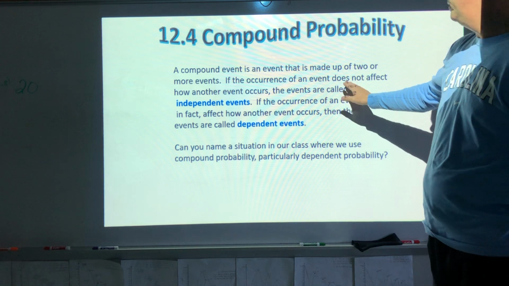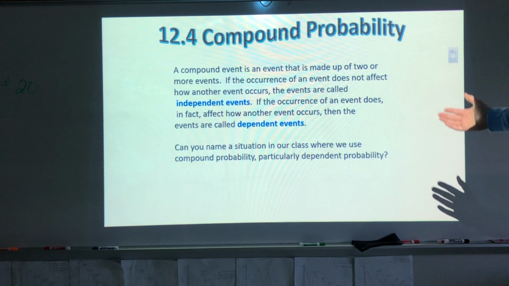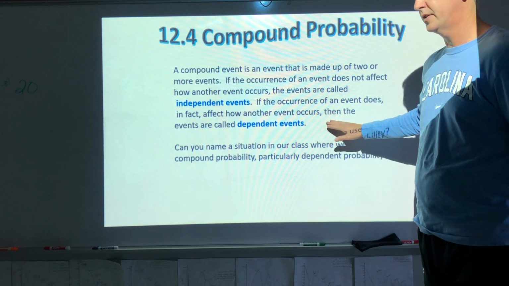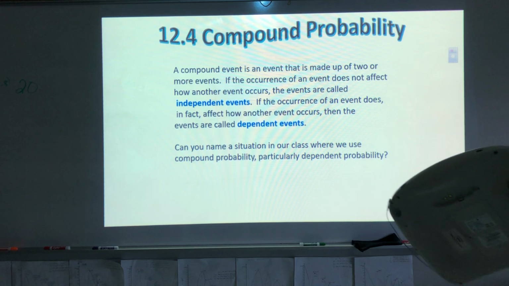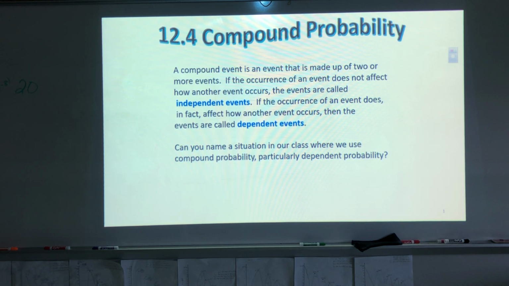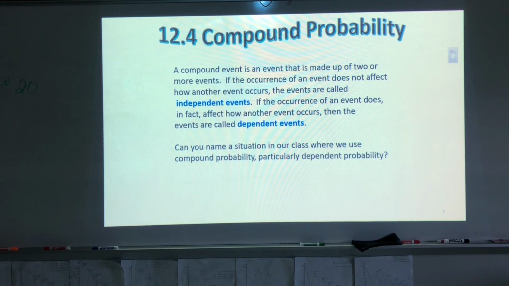If the occurrence of an event does not affect the other event, they're called independent. So one does not affect the other. If the occurrence of one event does in fact affect another event that's occurring, it's called dependent. One of the things I'm going to have you guys do is be able to read a passage and say, yeah, these two things going on are independent of one another. They don't affect one another. Or, yeah, what happened here at the beginning is now affecting what's happening second or third.